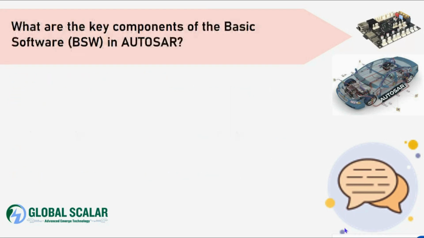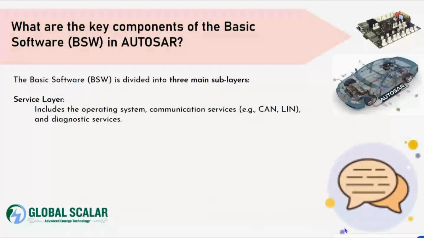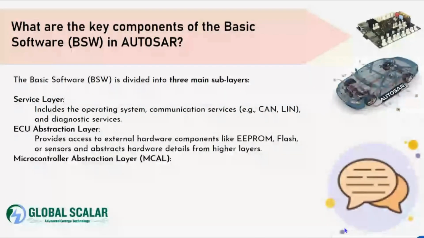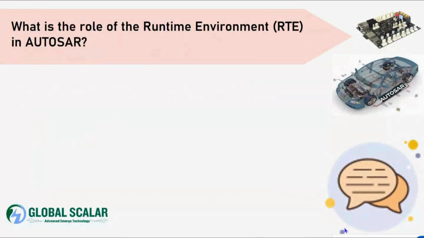What are the key components of basic software, BSW, in AUTOSAR? The basic software BSW is divided into three main sub-function layers. The service layer includes the operating system, communication services, CAN, LIN, and diagnostic services. The ECU abstraction layer provides access from the higher layers. The Microcontroller Abstraction Layer, MCAL, directly interfaces with the microcontroller's internal peripherals such as ADC, GPIOs, and communication modules.